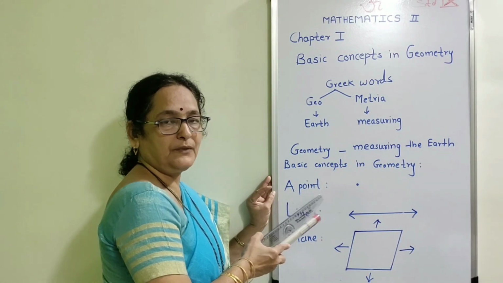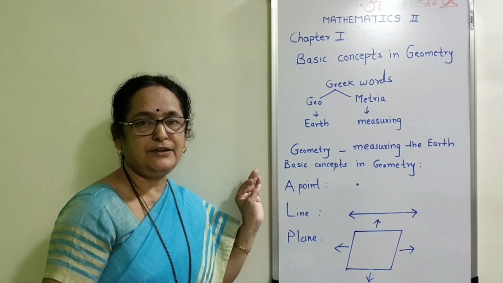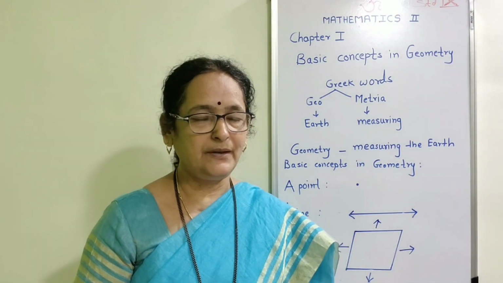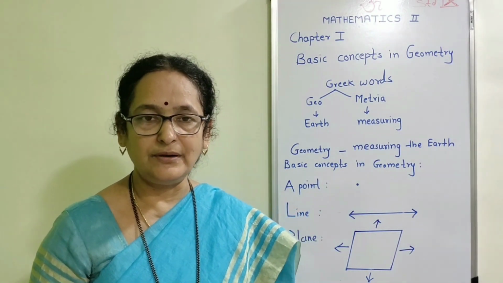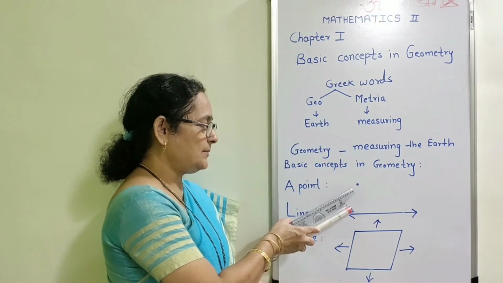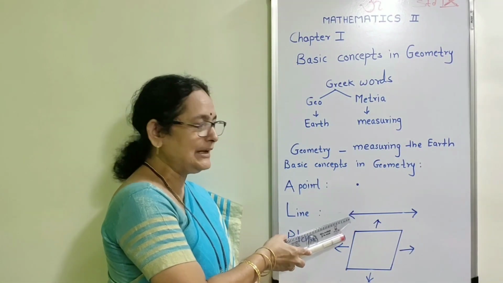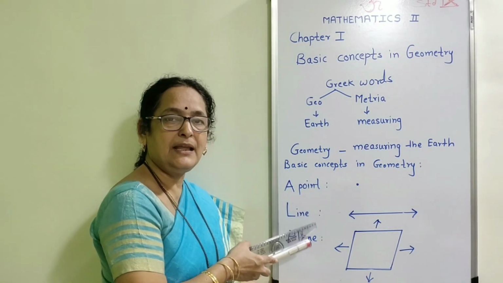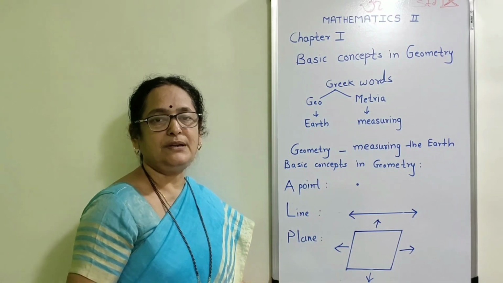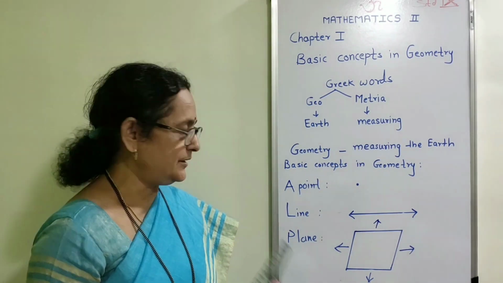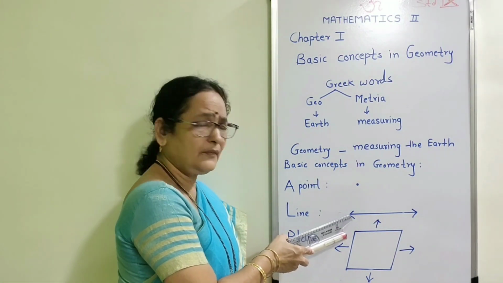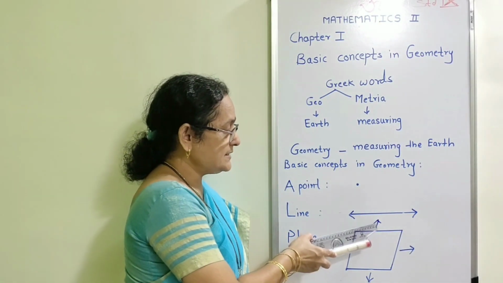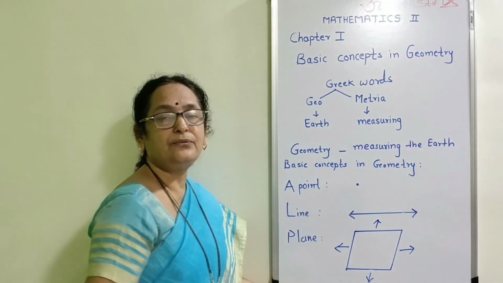A point. Here I am going to explain to you. If I ask you to tell me the definition of number, we are not able to define number. Like that, we are not able to define a point, a line and a plane, and therefore a point, line and plane are said to be basic concepts in geometry. A line is infinite at both its ends. A plane is infinite at all four ends.